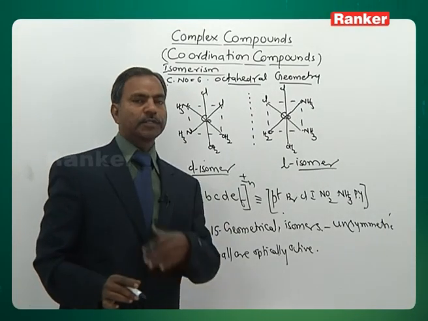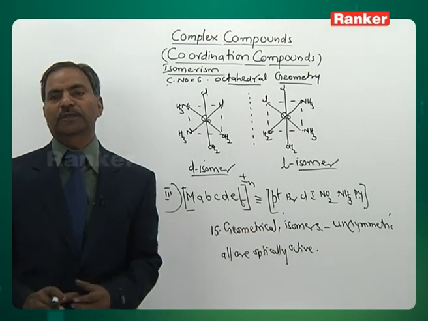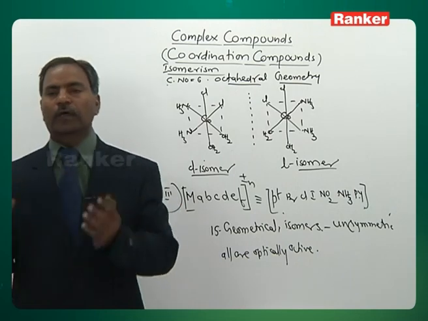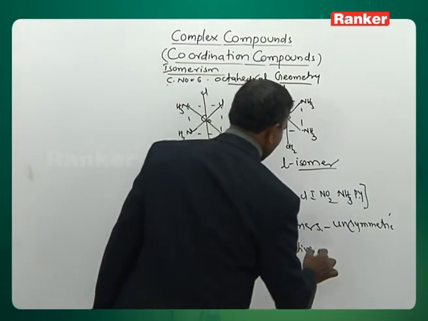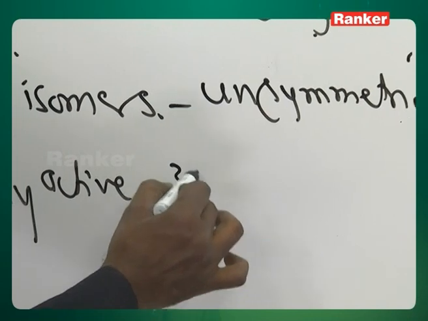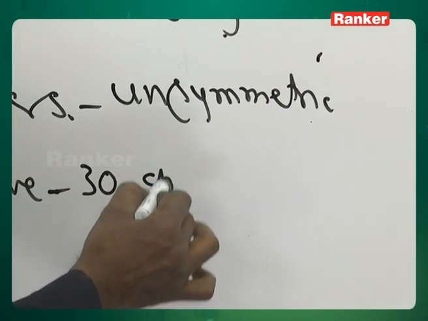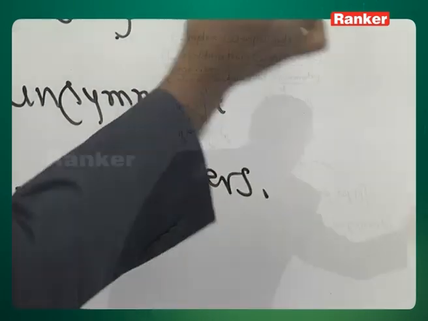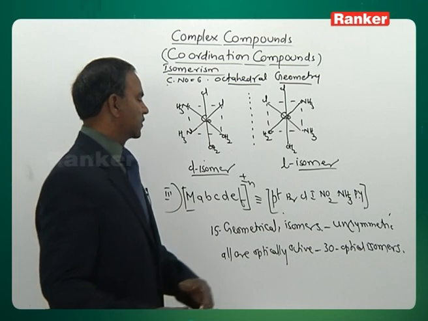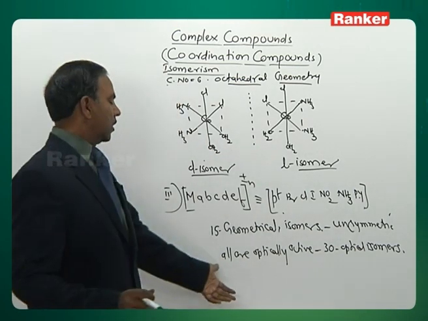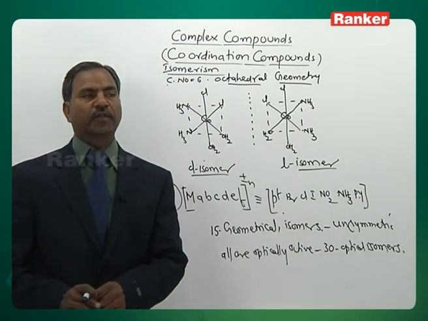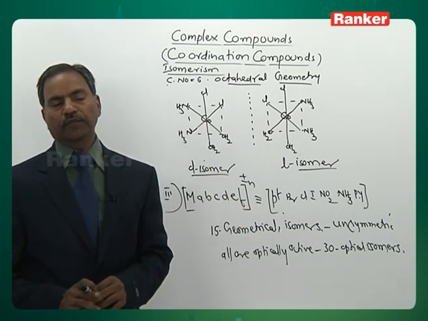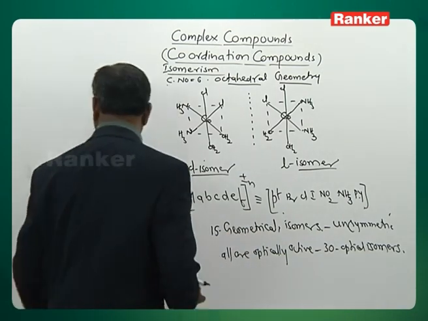Once all 15 geometrical isomers are optically active, the total number of optical isomers comes to 30. 15 are D, 15 are L. So all are optically active, that is, 30 optical isomers are possible. So 15 geometrical isomers, all unsymmetric and all optically active, give 30 optical isomers in total for this particular complex.